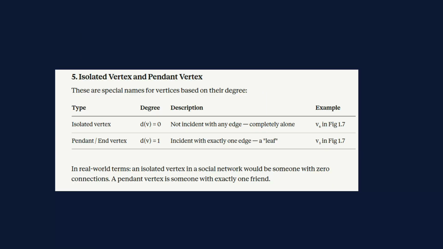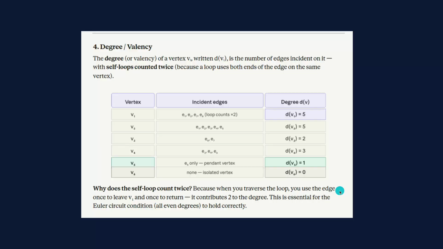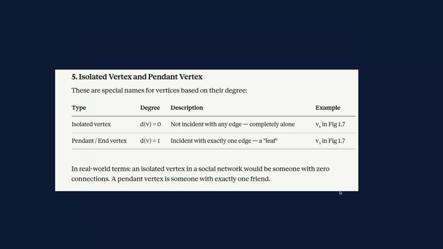Okay. Now an isolated vertex is one that has degree 0, and a pendant vertex is one that has degree 1. Here, if you see, V6 is an isolated vertex because it has degree 0, no edges connected. Now V5 is a pendant vertex because only one edge is connected to it, that is, degree is 1. So this is called a pendant vertex or leaf vertex. Pendant is also known as end vertex or leaf vertex, that you have to understand.